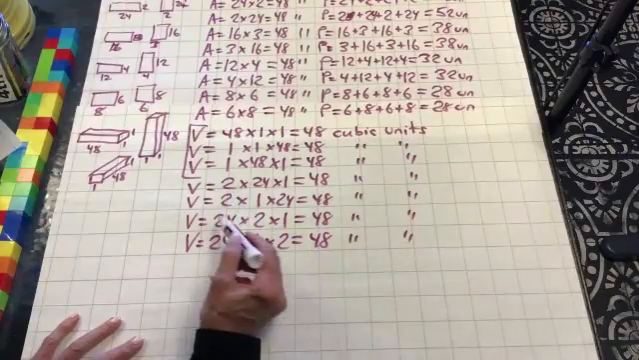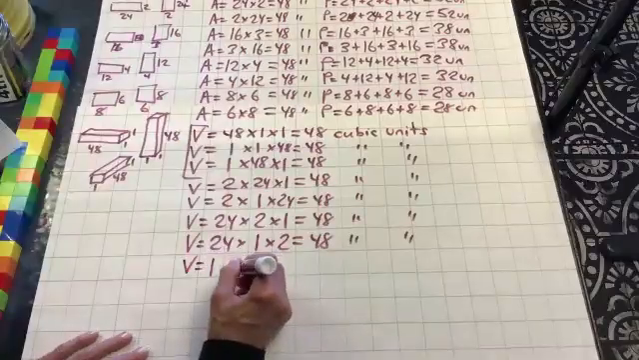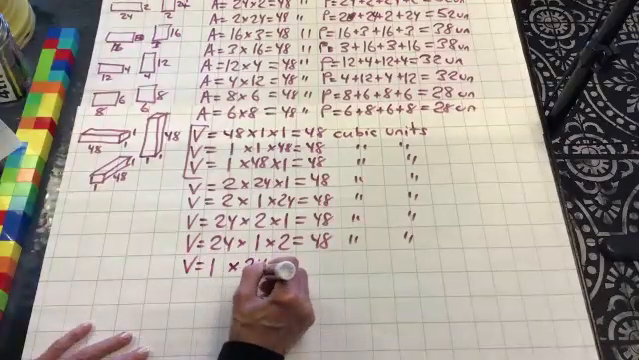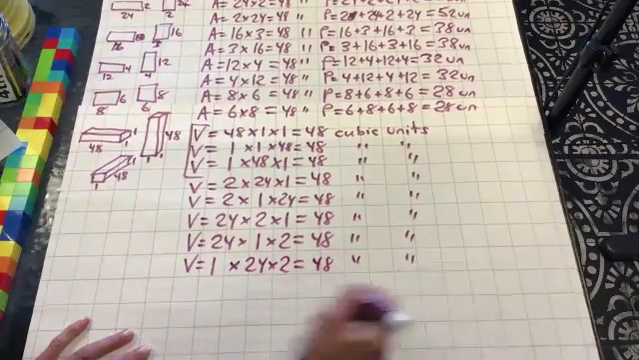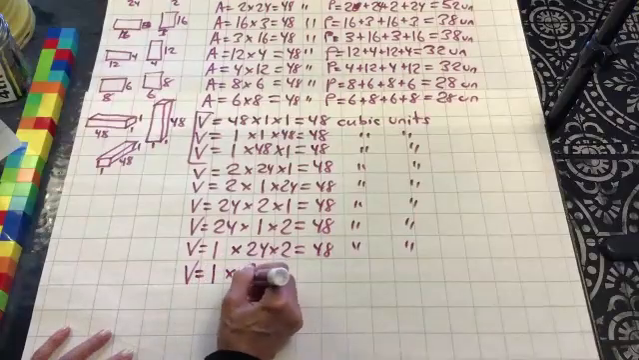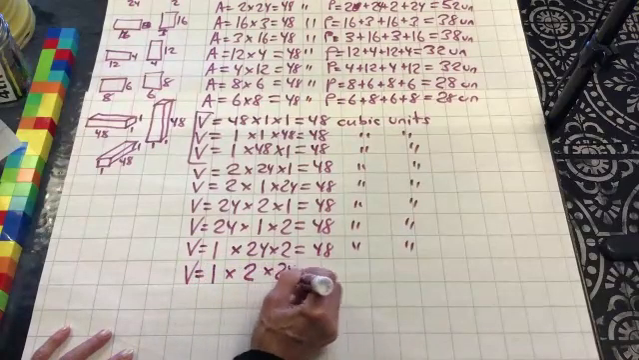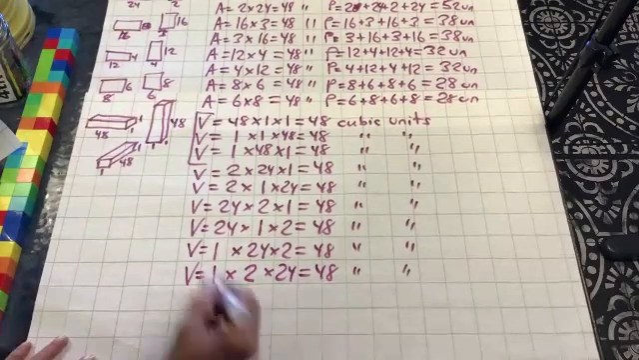So we did 2 at the first, we did 24 at the first. Now we're going to do 1 at the first. 1 width by 24 depth by 2 tall equals 48 cubic units. And then we're going to do 1 width by 2 deep by 24 tall. All right, that's that family.